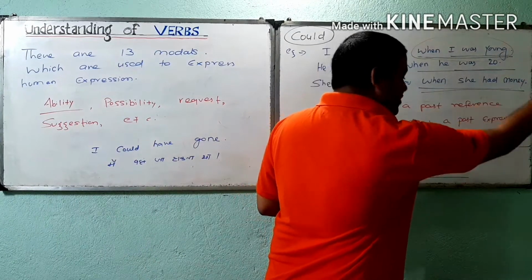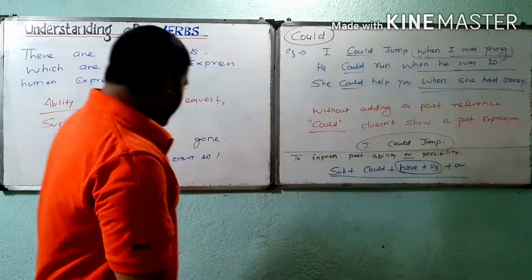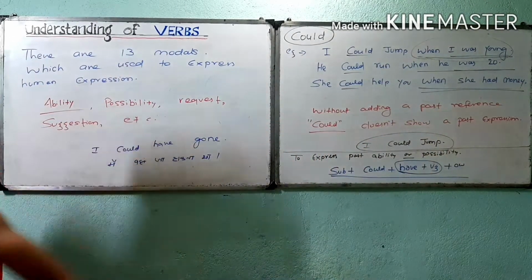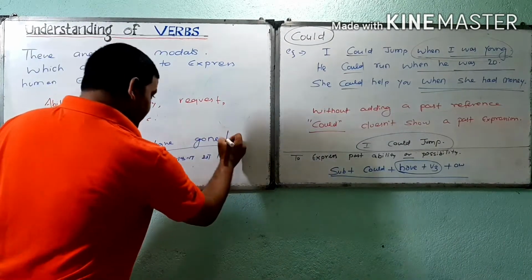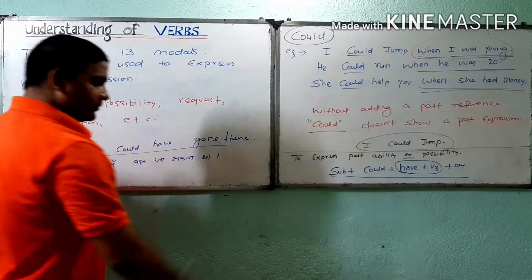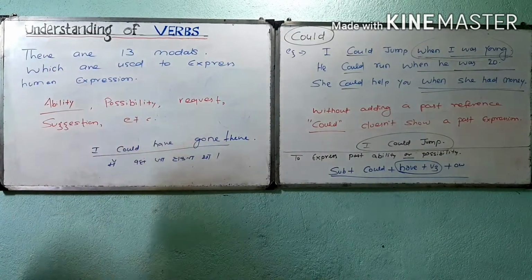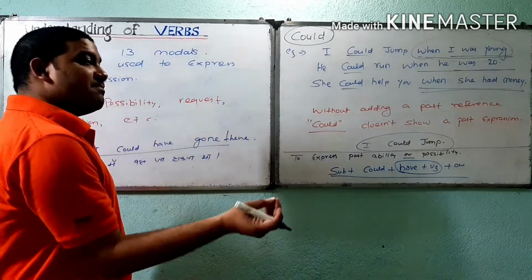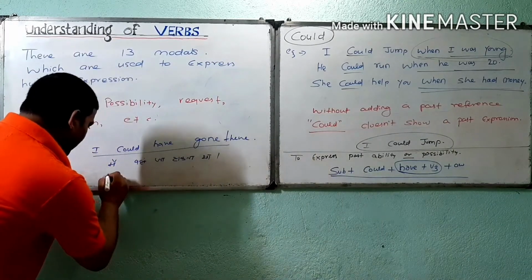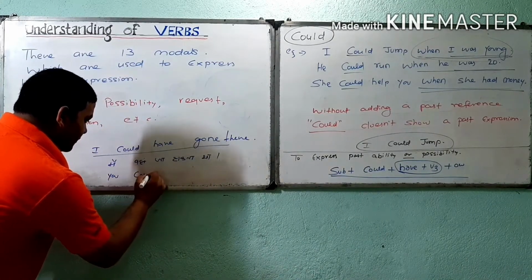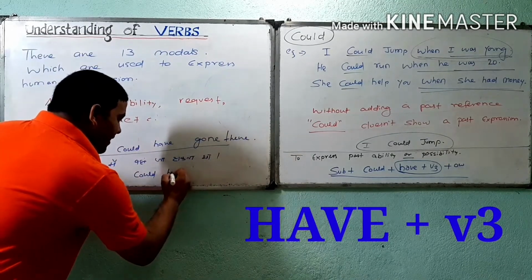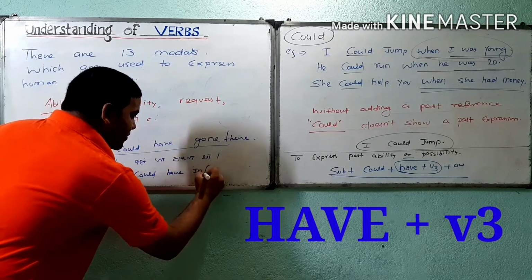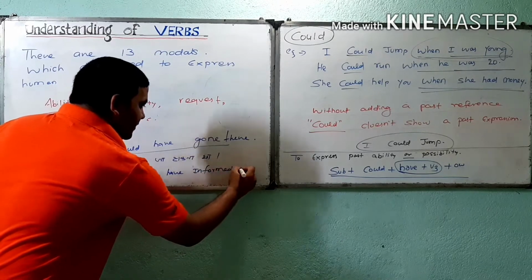when I was young, when he was 20, when she had money. No, it's simple sentence कि मैं वहां जा सकता था. I could have gone there. तुम मुझे बता सकते थे. You could, क्या ऐड करना है आपको? Have plus V3. You could have informed me.